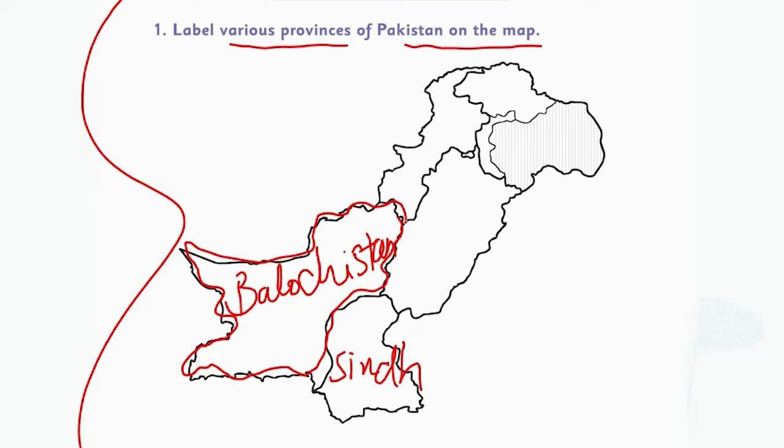And the Punjab here. This is KP, Khyber Pakhtunkhwa, and this one is Jammu and Kashmir.